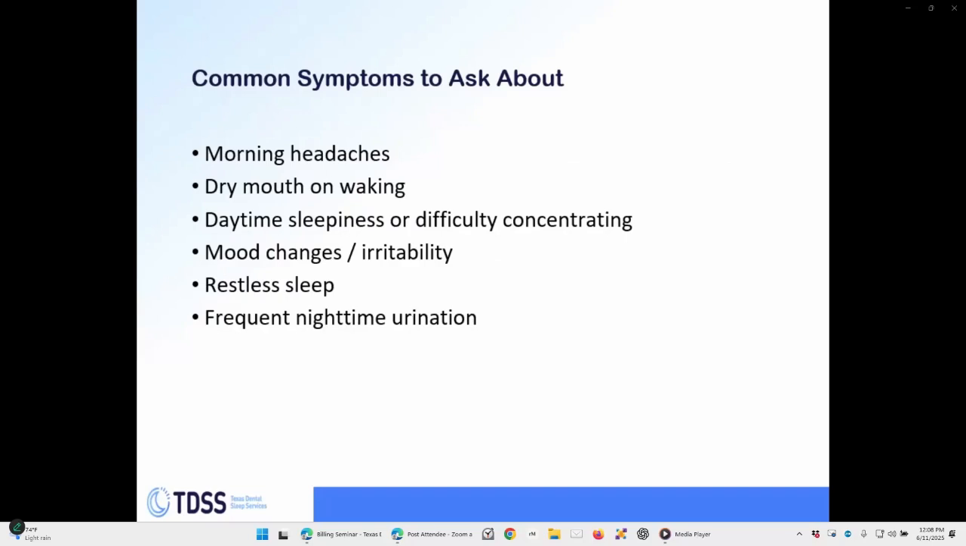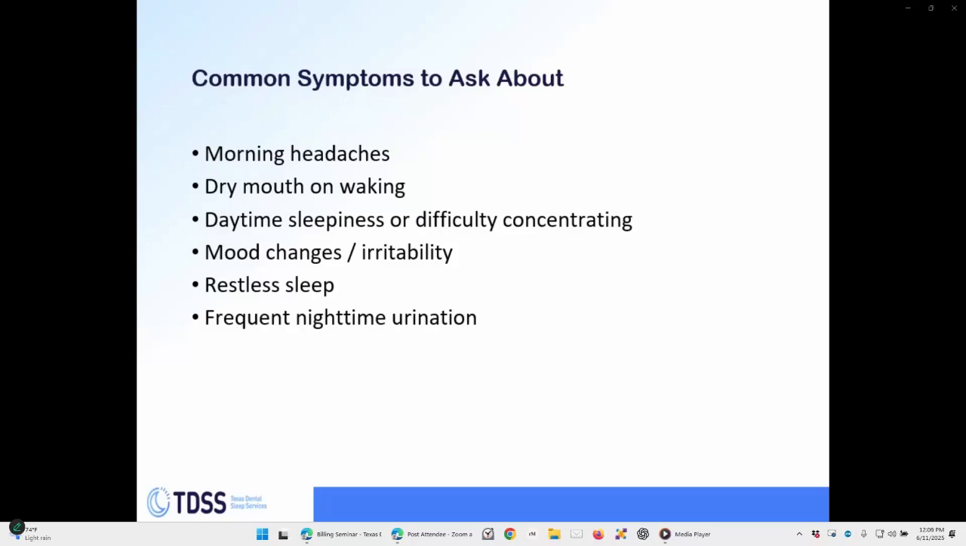Difficulty concentrating, maybe memory problems, feeling foggy during the day. Those are big clues due to that fragmented sleep. Mood changes, too. Increased irritability or symptoms of depression can be linked. Patients might even report restless sleep or insomnia, even though the root cause is actually apnea events waking them up slightly. Interesting. Insomnia from apnea.